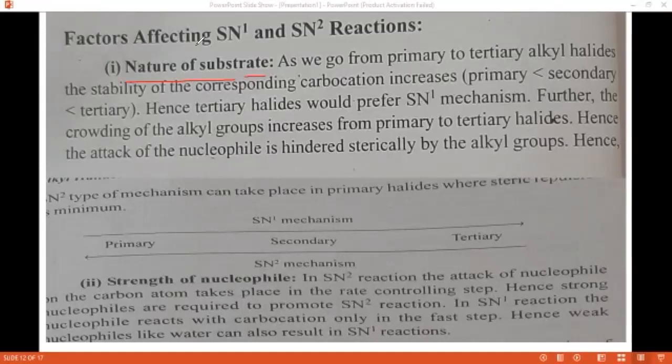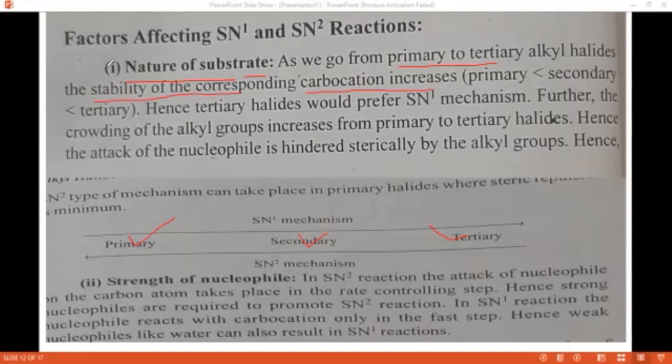When we go from primary to tertiary halides, primary, secondary, and tertiary, the stability of the corresponding carbocations also increases from the primary to tertiary carbocations. We know that the stability order of the carbocation is that the tertiary carbocation is more stable than the secondary and primary carbocations.